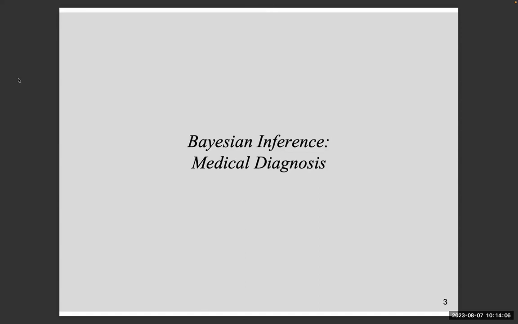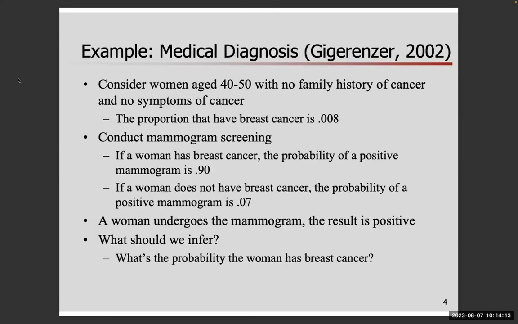So to get started, I want to use a little example that I've taken from the work of Gerd Gigerenzer and colleagues on medical diagnosis. So here's the setup that Gigerenzer poses. Consider women in a particular age range with no family history of cancer and no symptoms of cancer. The proportion of such people that have breast cancer is 0.008. We have a mammogram screening instrument intended to detect the presence of cancer. If the patient has breast cancer, the probability of a positive mammogram, that is indicating cancer is present, is 0.90. If the patient does not have breast cancer, there's still some chance of a positive result on the screener indicating cancer is present. That's 0.07. All right, we have the patient, they undergo the mammogram screener, the result is positive. What should we infer?